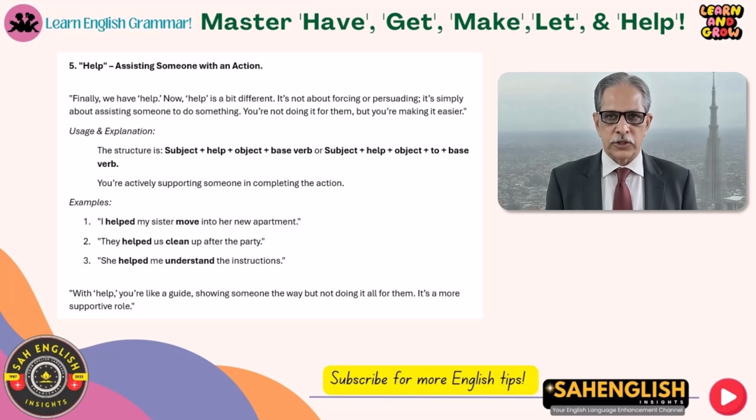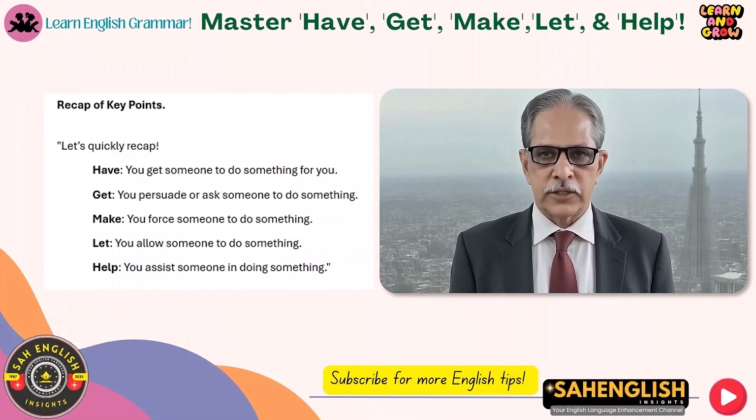How to remember causative verbs. Quick tips. Alright, so here's a quick way to remember these causative verbs. Think of them like this. Have is like being a boss and assigning tasks. Get is about convincing. Make is about force or requirement. Let is about permission. And help is exactly what it sounds like, being a helpful hand.